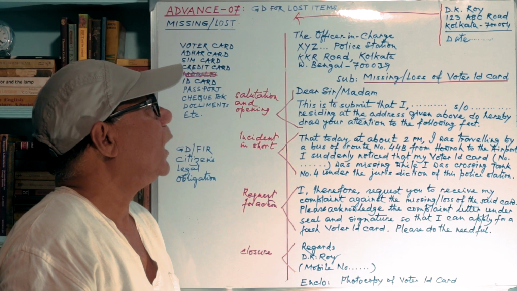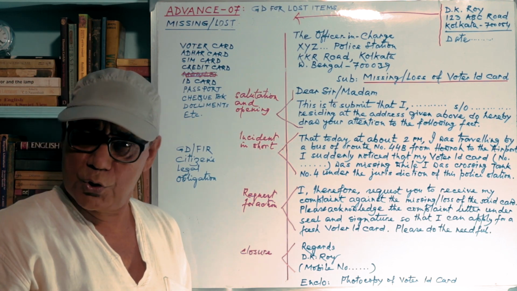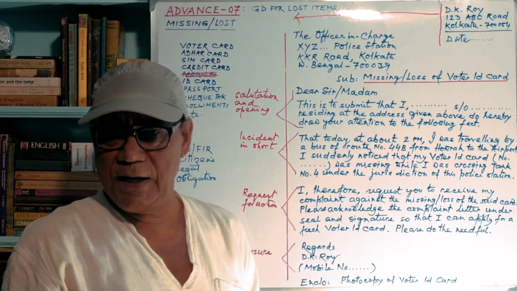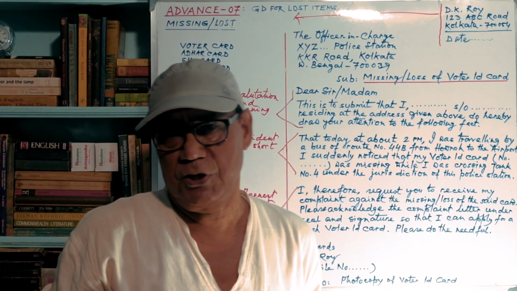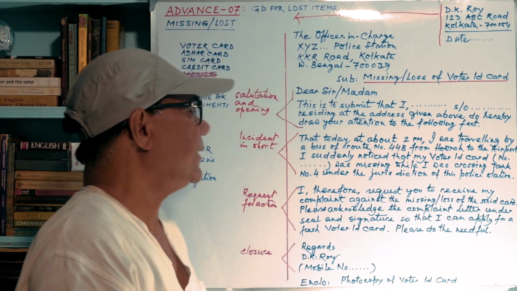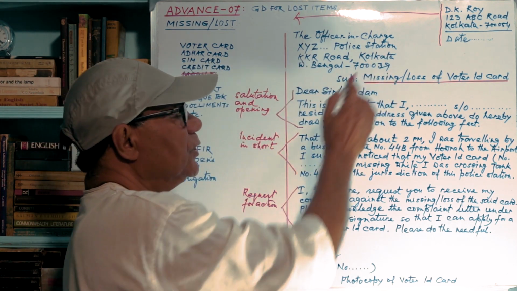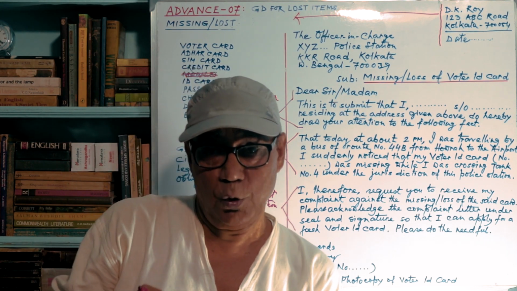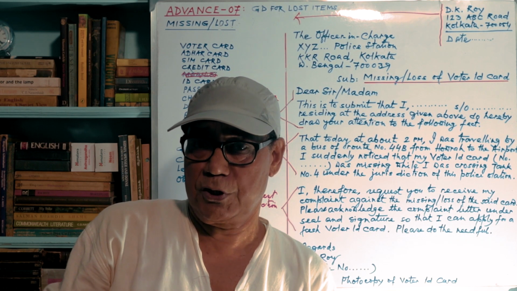Now, how to address? The OC means the officer in charge. Normally the person who is in charge of the police station is called OC, or the officer in charge. XYZ police station. Which police station? Actually, this depends on the location where you have lost the document.